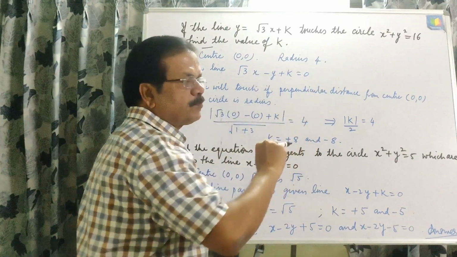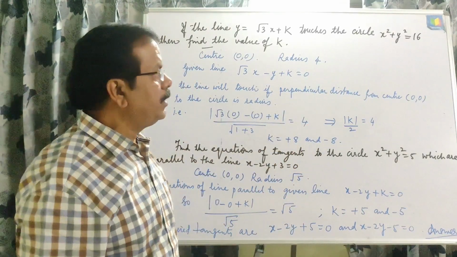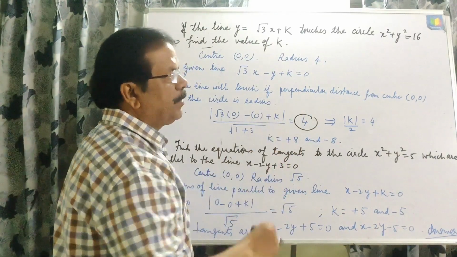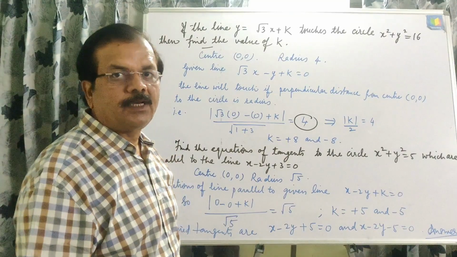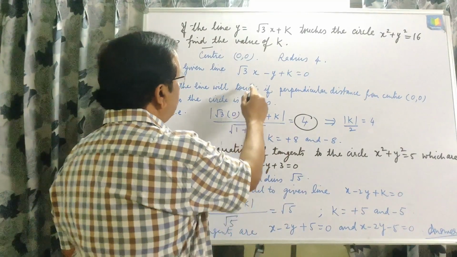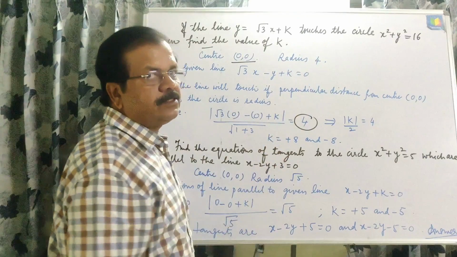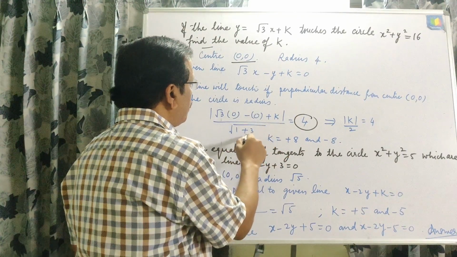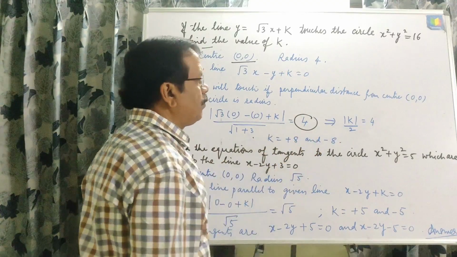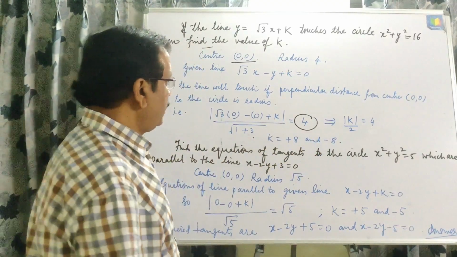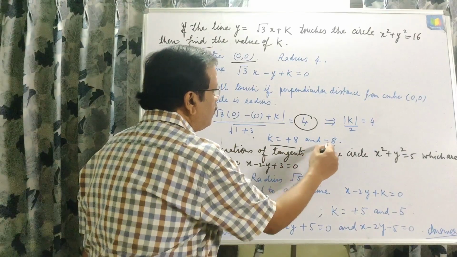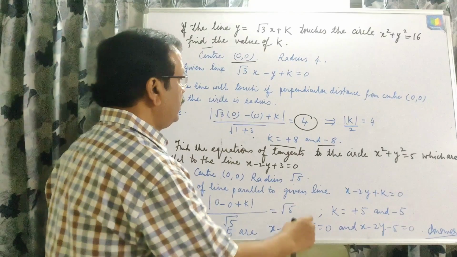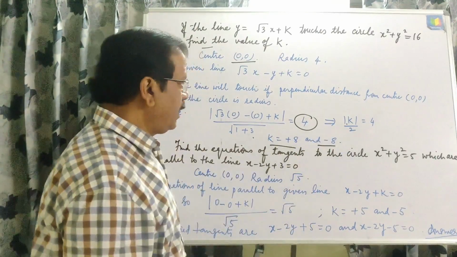And from x square plus y square is equal to 16, the radius of the circle is 4, because comparing this with x square plus y square is equal to a square. And then perpendicular from center, center is obviously 0, 0, then 0 minus this, k upon this, that is mod of k upon 2 is equal to 4, so mod k is equal to 8, and then this is plus 8 and minus 8, because once we open this mod, this will be plus 8 and minus 8.